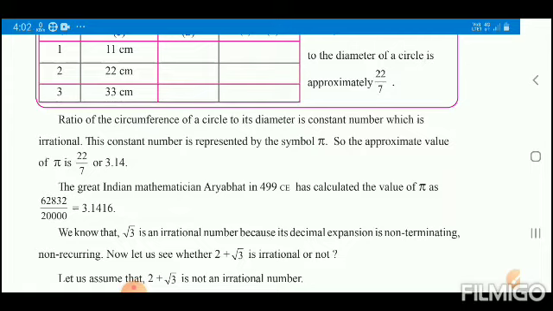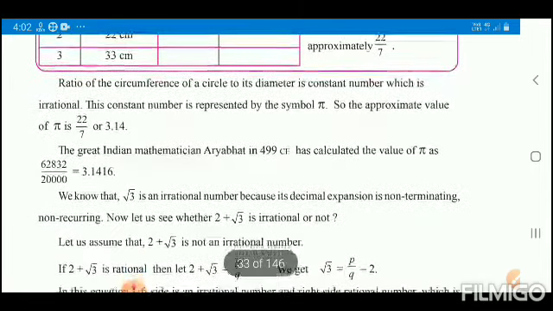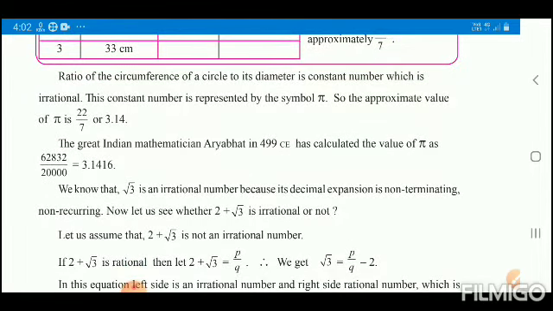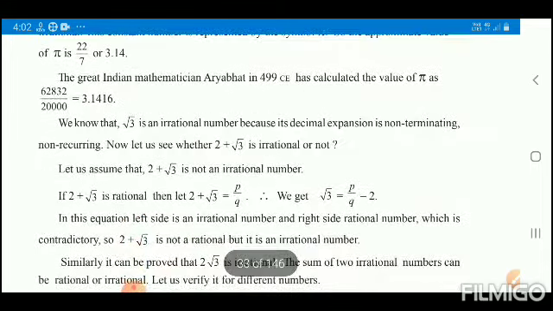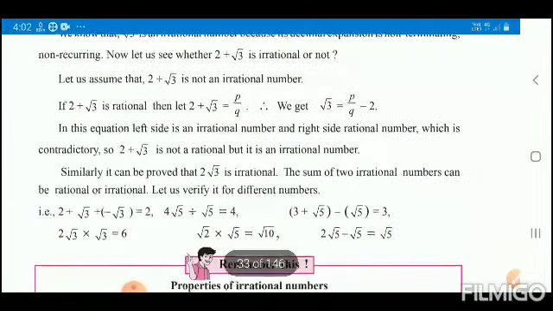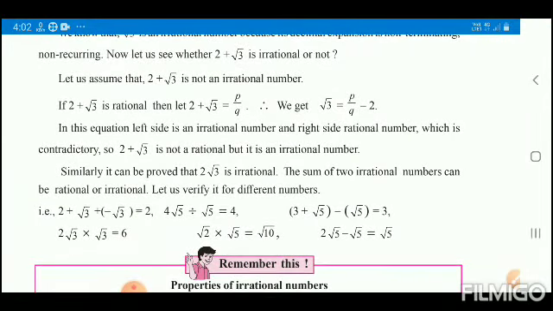The great Indian mathematician Aryabhatta in 499 CE has calculated the value of pi as 62,832 upon 20,000, which is equal to 3.1416. We know that root 3 is an irrational number because its decimal expansion is non-terminating and non-recurring. Now let us see whether 2 plus root 3 is irrational or not. Now again the same thing we will do.